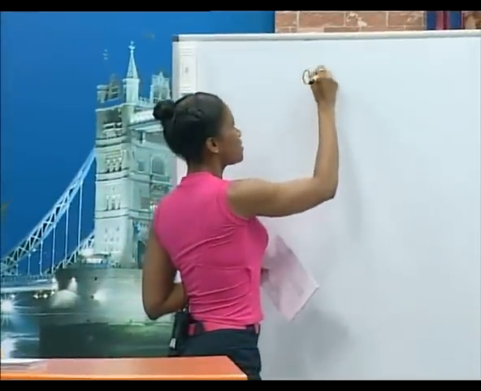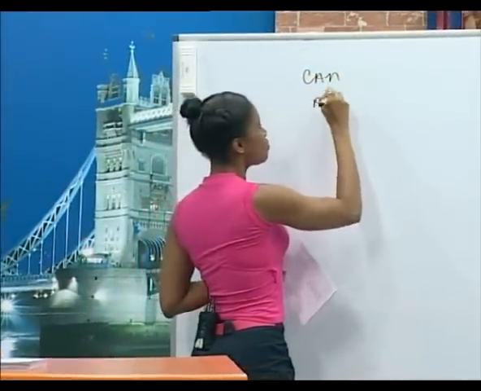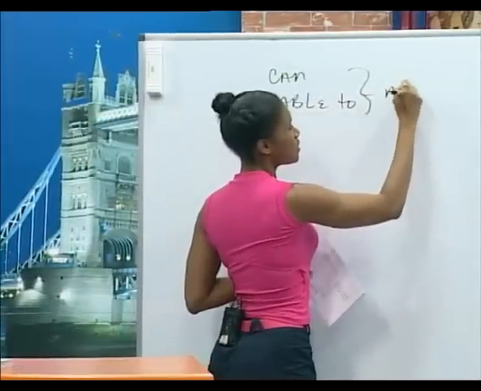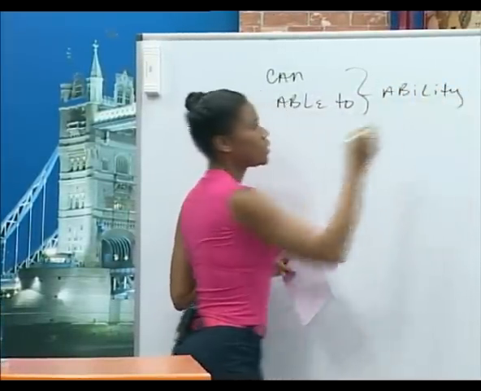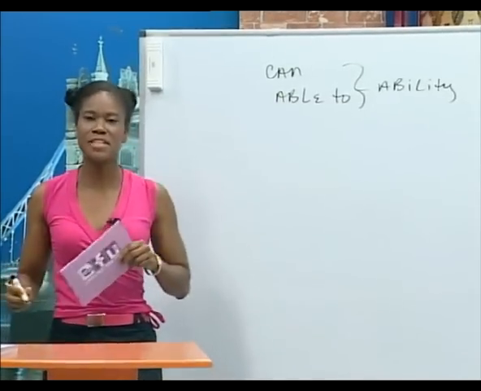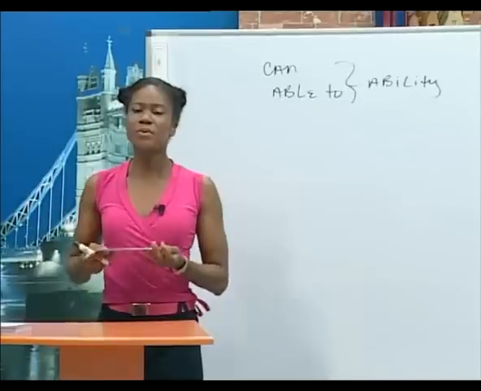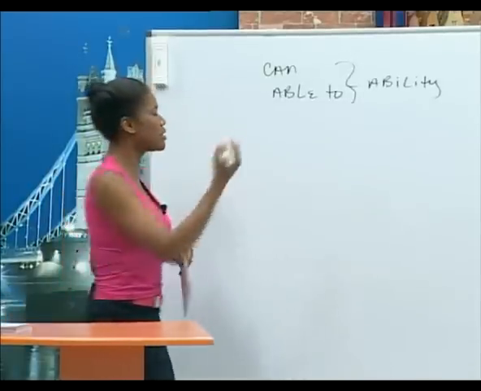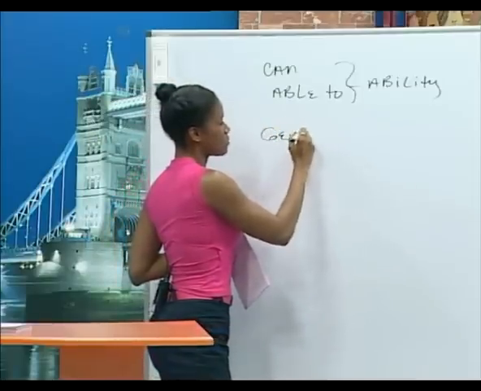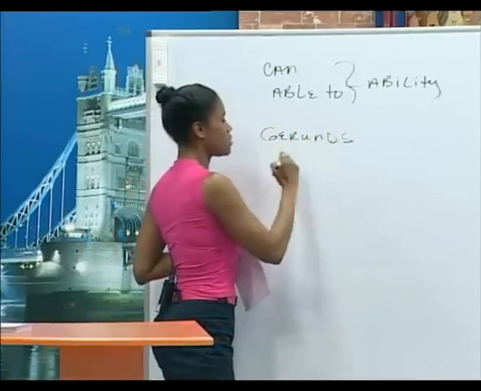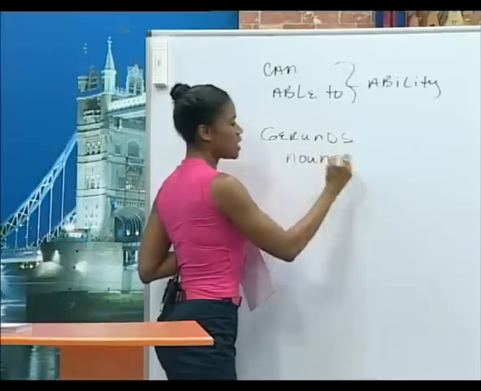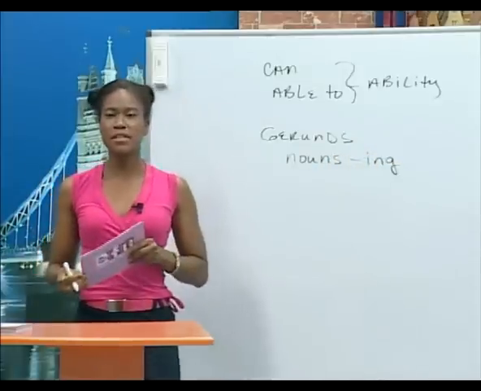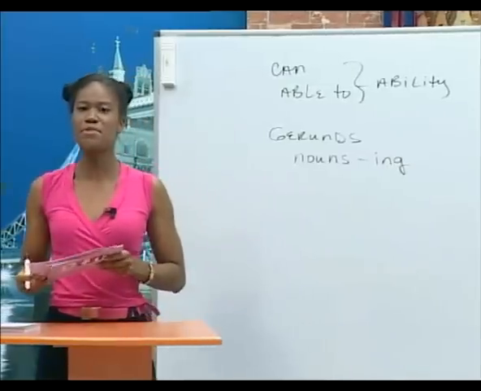Today we are going to review can and able to for ability, which both express ability. We will also review the present continuous tense. Finally, we will learn some new ing nouns, also called gerunds. So these are nouns that end in ing. But first, let's learn some new vocabulary.